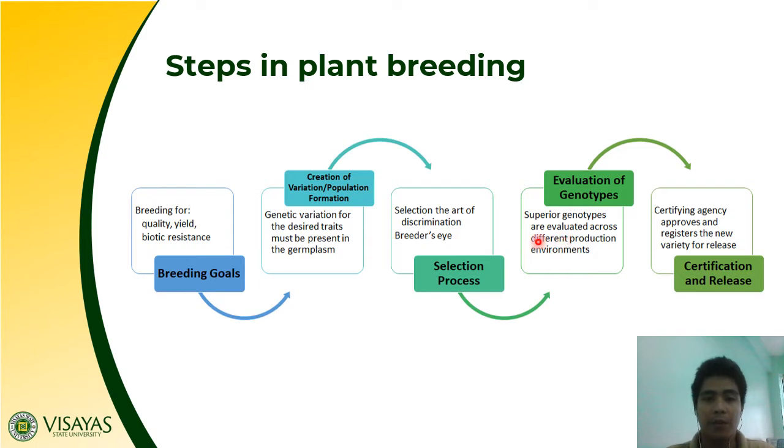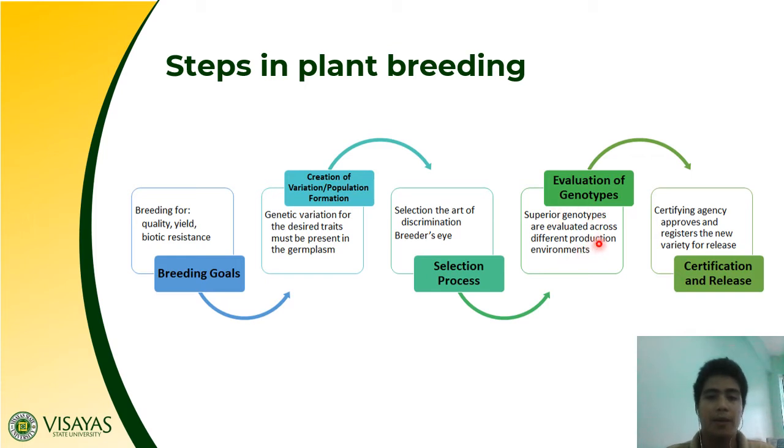of genotype. So superior genotypes are evaluated across different production environments. So here also the superior genotype must be compared to a check variety, and the superior genotype must have the DUS characteristic, so the distinct, uniform, and stable characteristics before it will be called a variety. And that superior genotype must also have superior characteristics over the check variety.